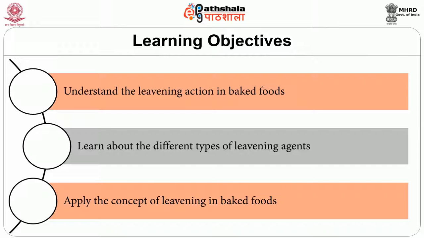Bakery products, which include bread, rolls, cookies, pies, pastries, and muffins, are usually prepared from flour or meal derived from some form of grain. Bread, already a common staple in prehistoric times, provides many nutrients in the human diet. This module will enable the students to understand the leavening action in baked foods, learn about the different types of leavening agents, and apply the concept of leavening in baked foods.